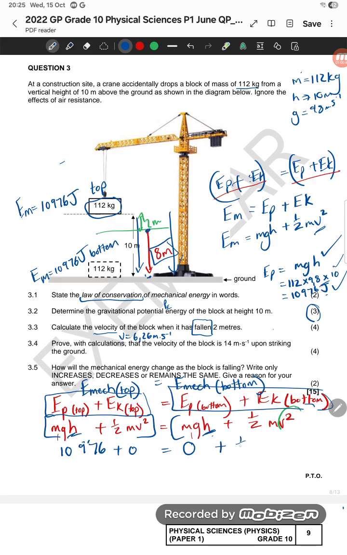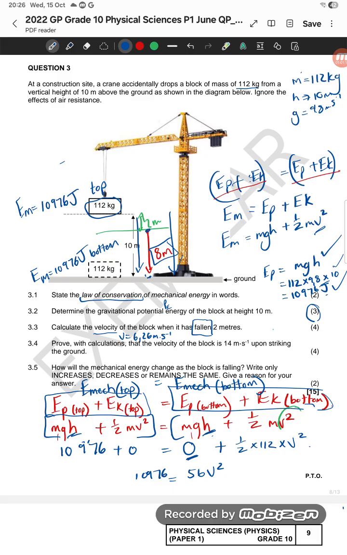So I got to do lots of these. Plus a half times 112 times velocity squared. Now this is going to be different because before we had a number here, because we had 8 meters to go. Now we have 0. So I'm going 56 v squared, 10976.